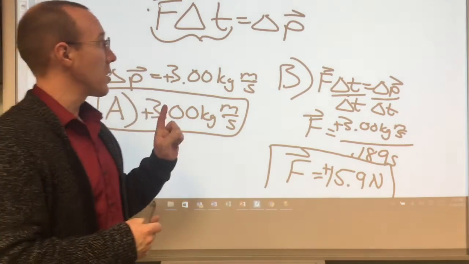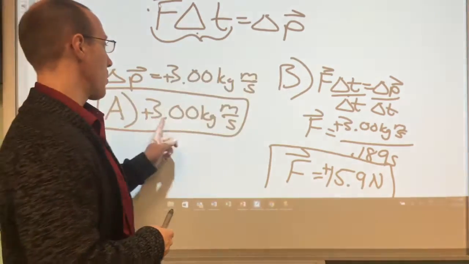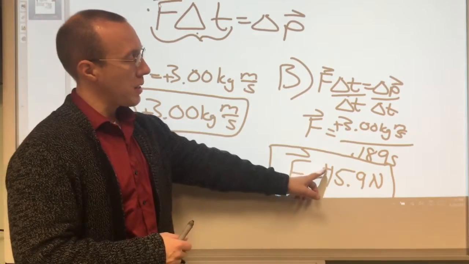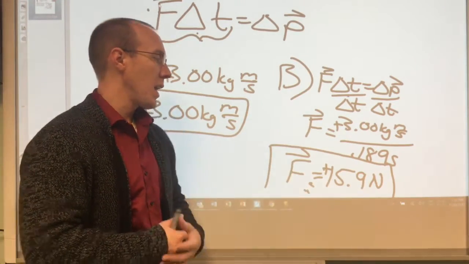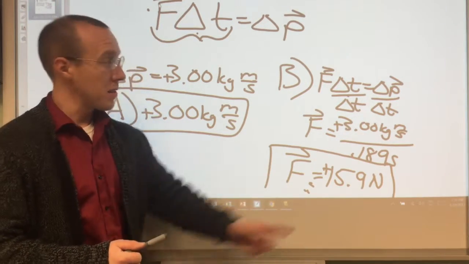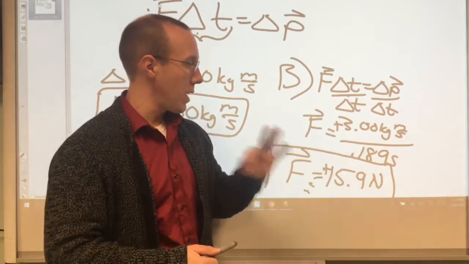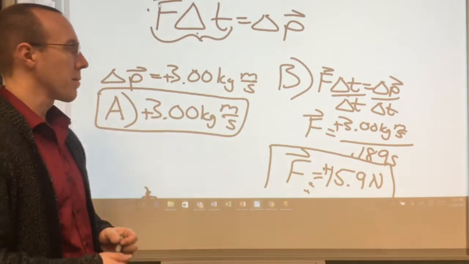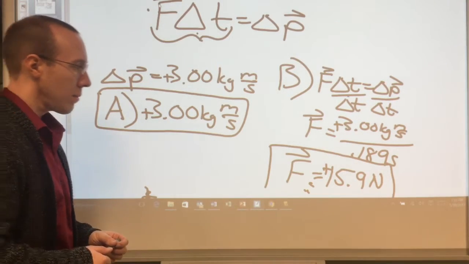But the things to realize is this equals this, so we can make this determination. And then when we're solving for average force, we need to make sure we have the positive sign and that we have 3 significant figures, because 3.00 is 3 and 0.189 seconds is also 3 significant figures.